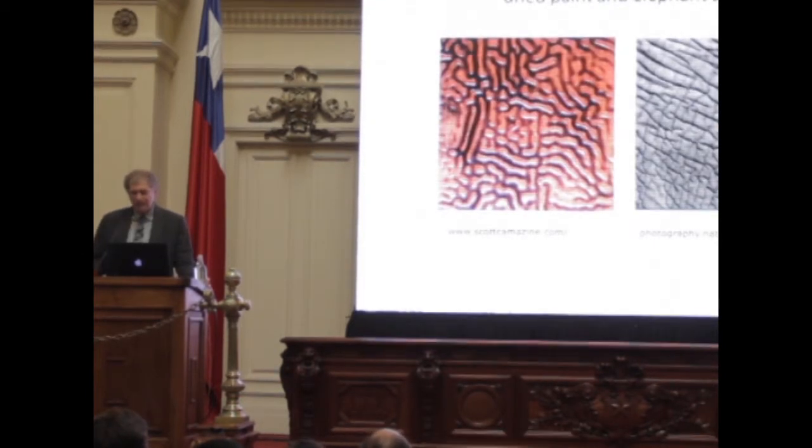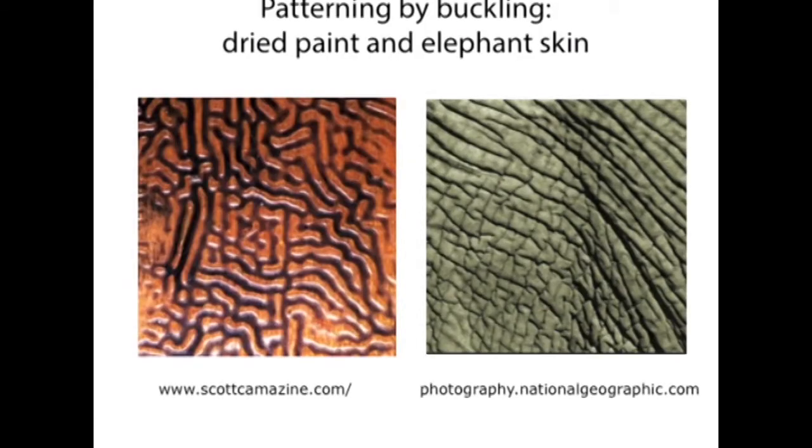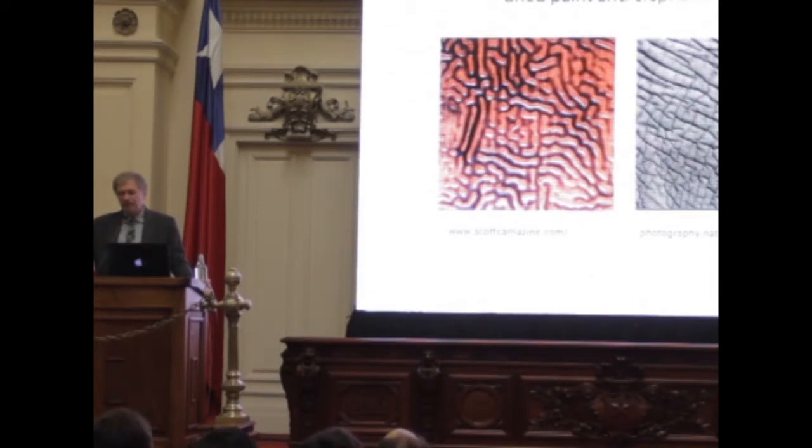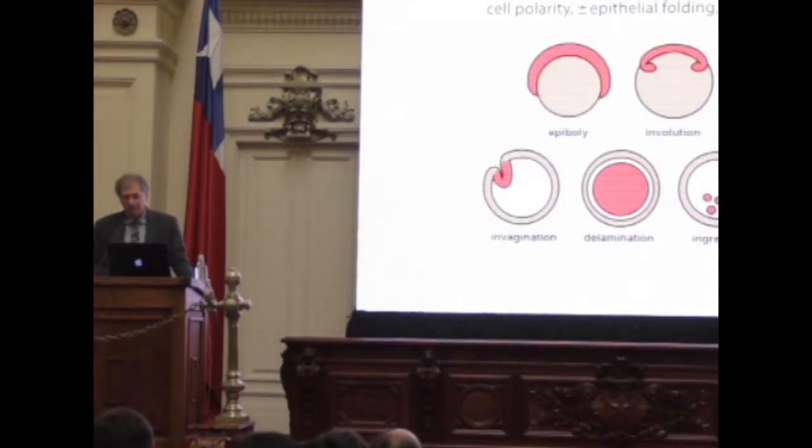And we can actually look at the elephant skin on the right and drying paint. And believe it or not, the physical processes that give you these similar patterns are not that different from each other. The flat configuration becomes unstable, and you get ridges forming because the paint is drying unevenly, or the tissue is buckling unevenly because of its underlying substratum or other properties.